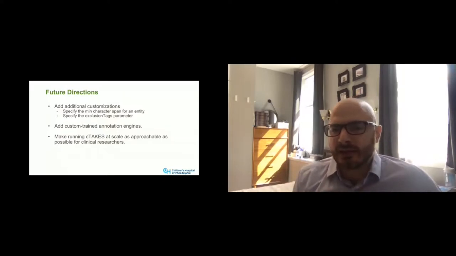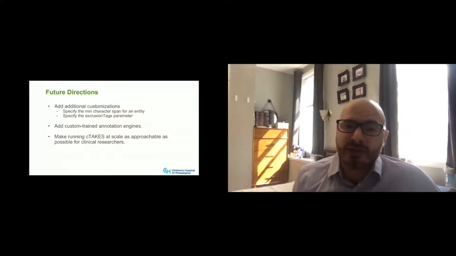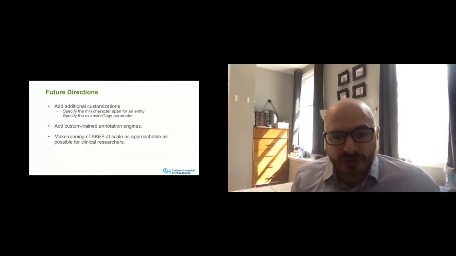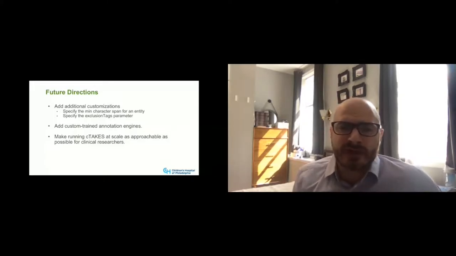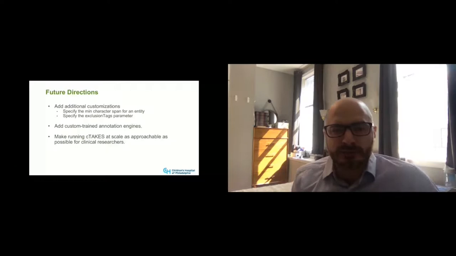We're also looking at the ability to set the exclusion tags parameter for the JCAS annotator so that you could determine for each run whether or not you wanted certain parts of speech to be able to contain entity mentions. And I saw in a presentation from Sean earlier this week that setting is being simplified a little bit in the future. So you might be interested to go back and look at that presentation, because I'm sure that will be helpful. We also might be looking into adding some custom trained annotation engines as we explore the idea of creating machine learning models here on our data.